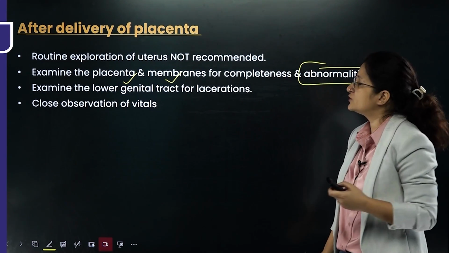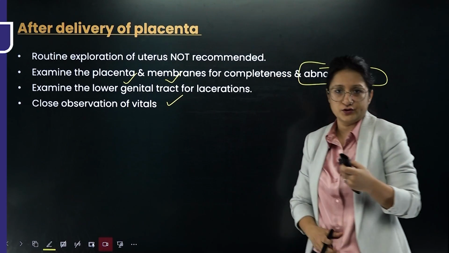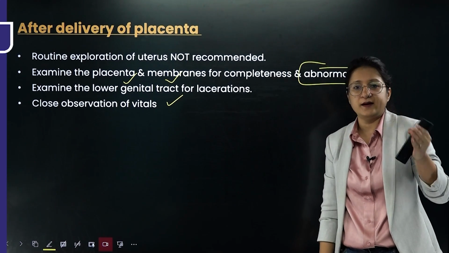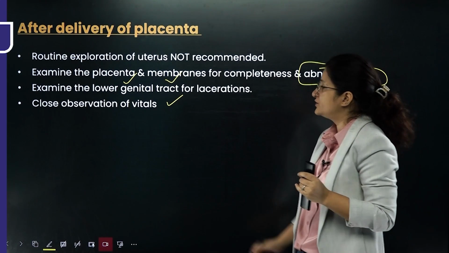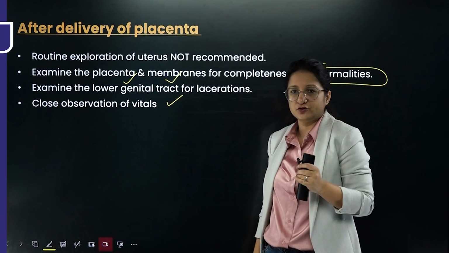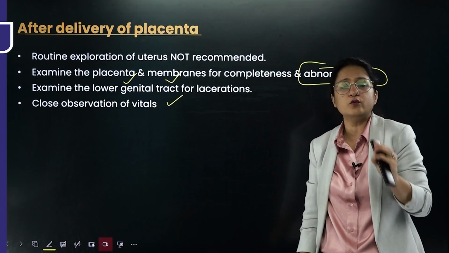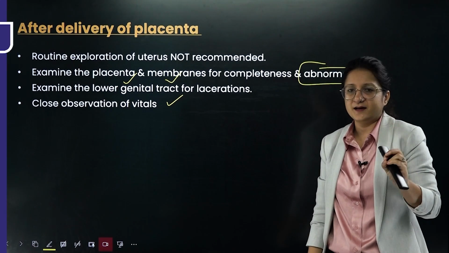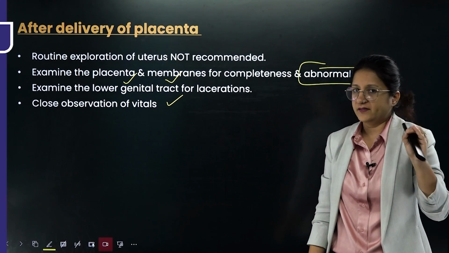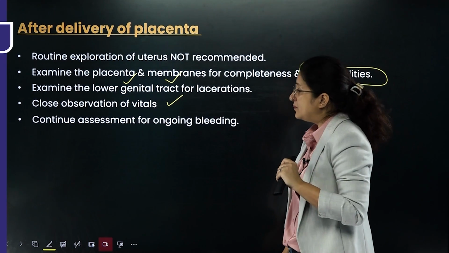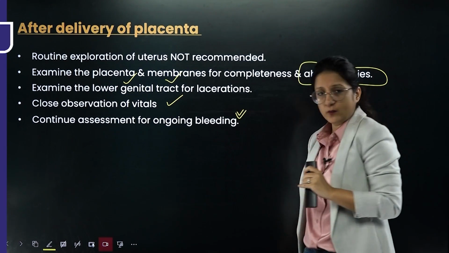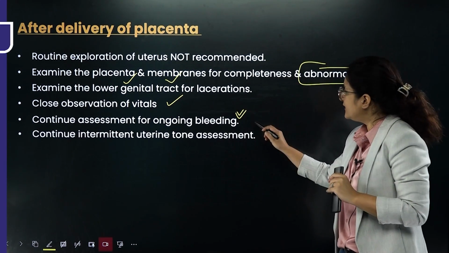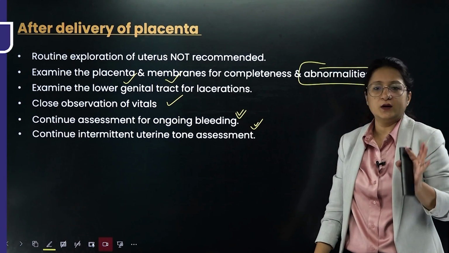Close observation of the vitals in this stage, because now we've entered the fourth stage, isn't it? So close observation of vitals is important. One needs to check the pulse rate and blood pressure at least every 15 minutes for the first 2 hours here in the fourth stage. You do not want to miss out if there is any tachycardia, which could point towards an excessive amount of bleeding. Continue the assessment for ongoing bleeding as well during this period, and continue with the intermittent uterine tone assessment.